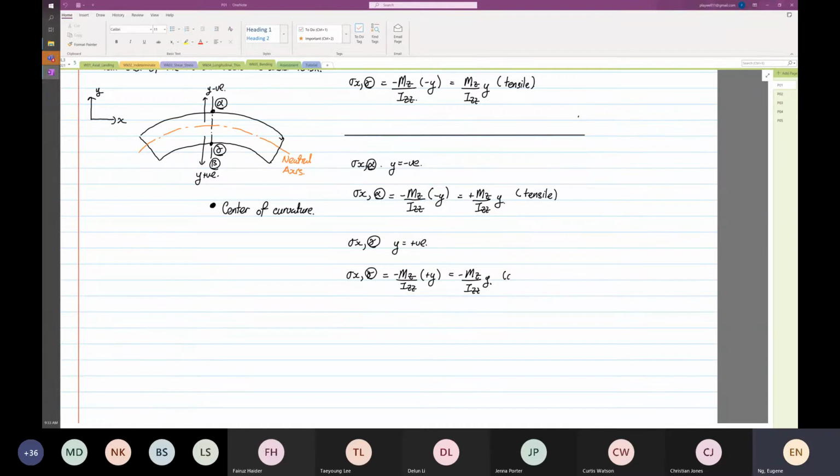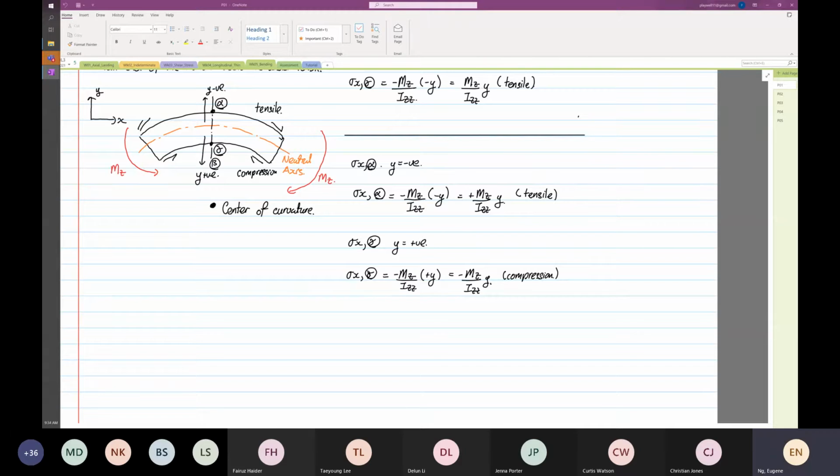So we are aware that this is under compression and the top end is under tensile. Okay, now we are going to draw again the bending moment vector. The bending moment vector will go in this direction. So the moment is in z, right?